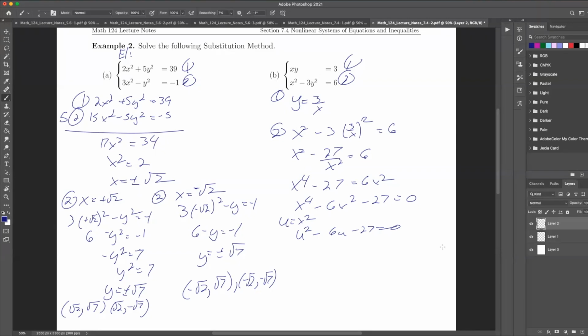All right. If I factor this, it's u minus 9, u plus 3. Yes. So that means I have x squared minus 9 equals 0, or x squared plus 3 equals 0. It means I have x squared equal to 9, or x squared equal to minus 3. So here I'll have x equal to plus or minus 3, and here I'll have x equal to plus or minus i square root 3, because if I take the square root, it's negative.